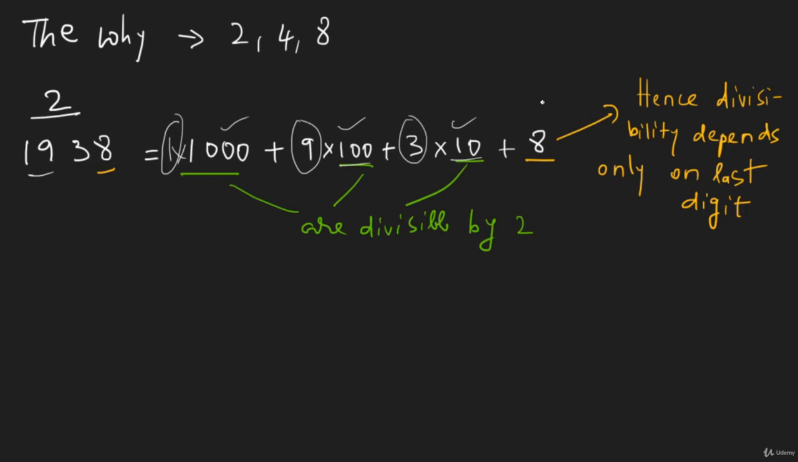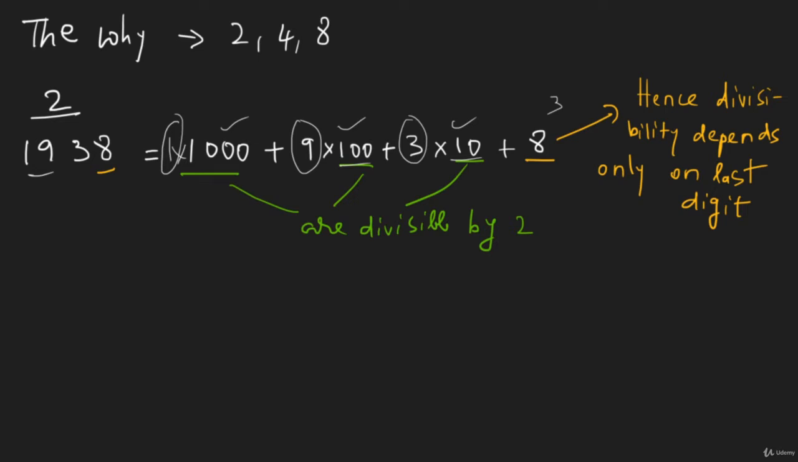Suppose instead of 8 it was 3, then you'll have seen that these three numbers over here are divisible by 2, but 3 is not divisible by 2. Therefore when you add all of these together you will get a number which is not perfectly divisible by 2.